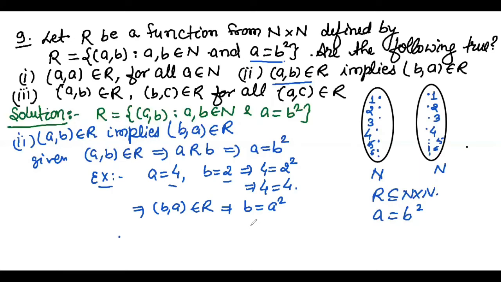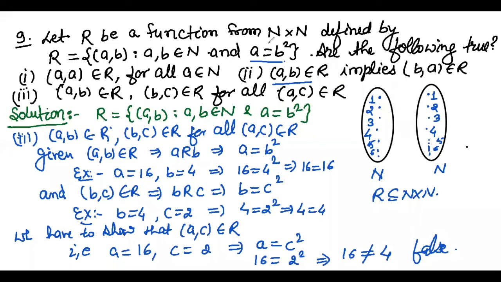Is it true? We can find out for the same elements. So if I'm applying B equals to 2 and A equals to 4 is there, so 4 square. So we can see this is not true. Okay, so it is false. So this part is false. Just we have to give example and then we have to write this is false part. Now next third one, that is AB belongs to R, BC belongs to R, means these two are given parts, and then we have to show here AC also belongs to R. So third one, AB belongs to R, BC belongs to R, for all AC belongs to R.